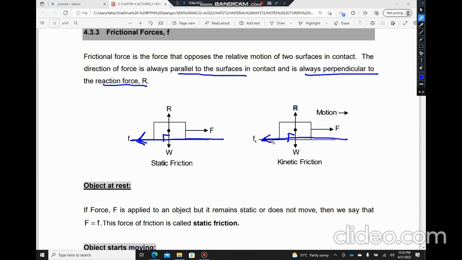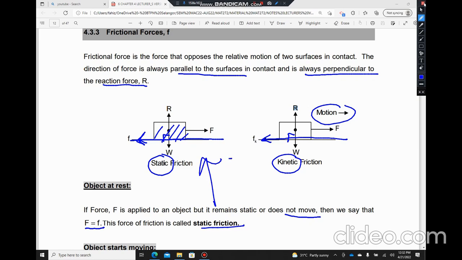So this one for friction, this one for static, bila objek ni pegun, dia tak ada motion. Kalau kat sini kinetic, bila dia ada motion ataupun dia ada pergerakan. So if force F is applied to an object but it remains static or does not move, then we say that F equals to f. This force of friction is called static friction. So yang ni lah untuk yang first diagram.